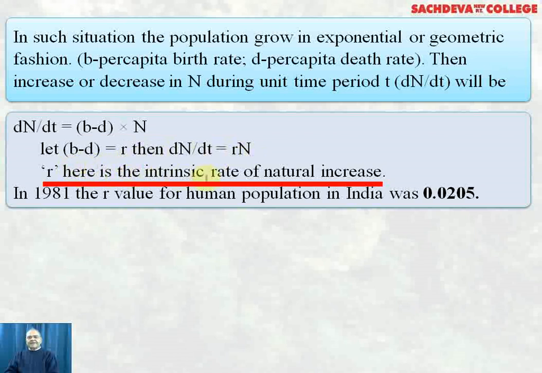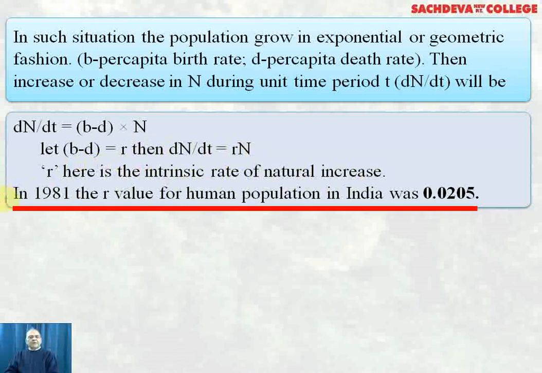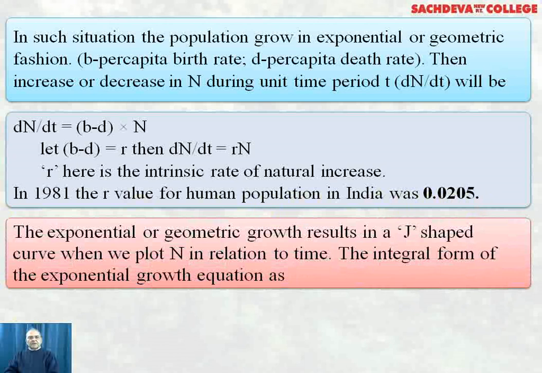r here is the intrinsic rate of natural increase. Say for example, in 1981, the r value for the human population in India was 0.0205. The exponential or geometric growth results in a J-shaped curve when we plot N in relation to time.